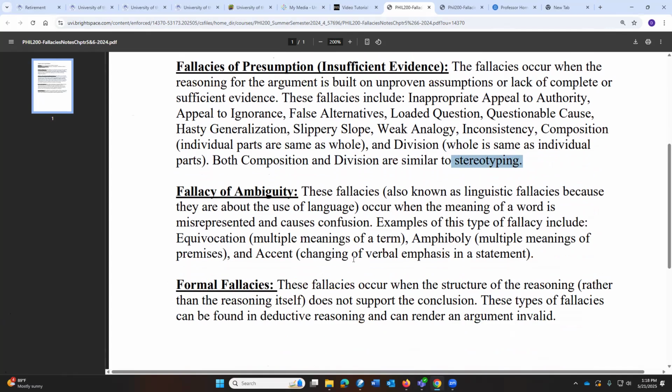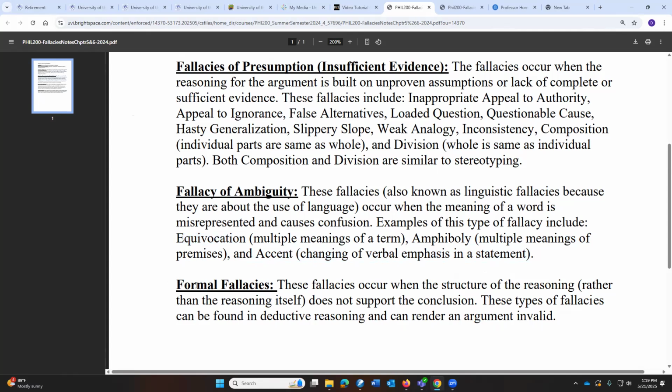Okay, ambiguity is about language. They're also known as linguistic fallacies because they're about the use of language. We'll look at one in particular. We'll look at equivocation, where we manipulate many different meanings of a particular term. Amphiboly, which is about multiple meanings of premises, and accent, changing the verbal emphasis in a statement. So these are about the way we use language. And we did already talk a lot about language, but we'll talk just briefly about equivocation and look at a really good example of it, hopefully one that you'll enjoy watching.